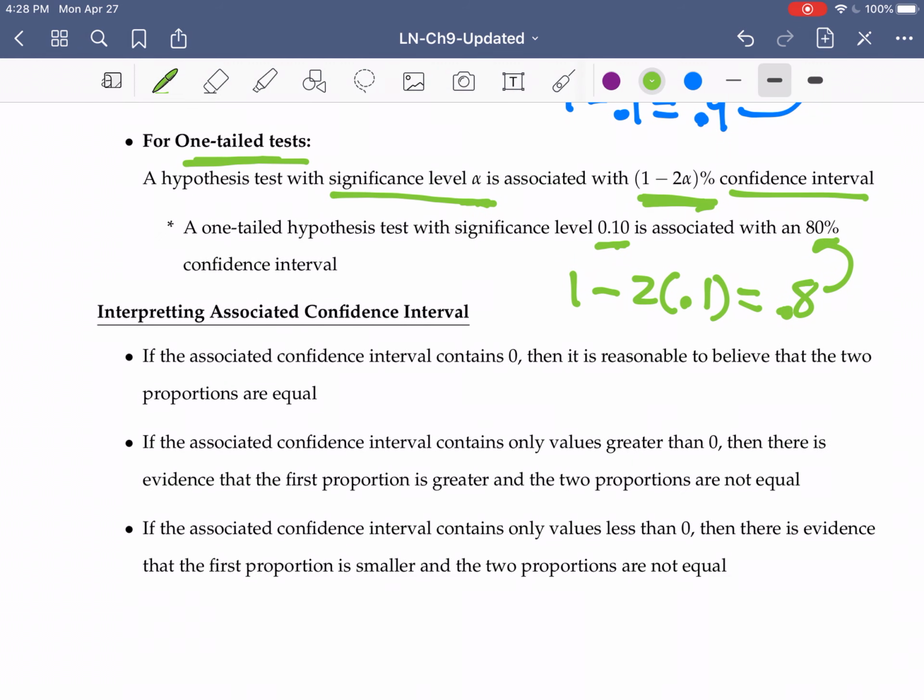We talked about this a little bit on the previous page, but how do we interpret an associated confidence interval for these? If it contains 0, it is reasonable to believe that the two proportions are equal. In terms of a hypothesis test, we would fail to reject the null.